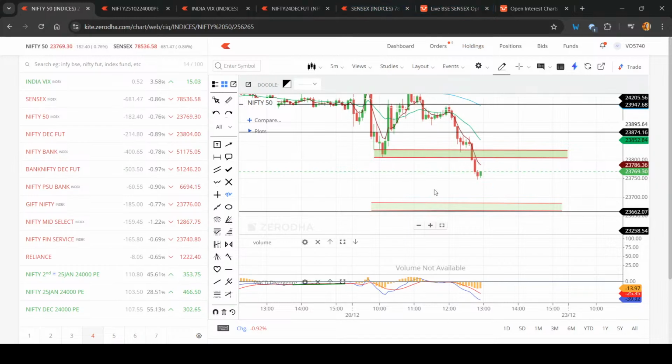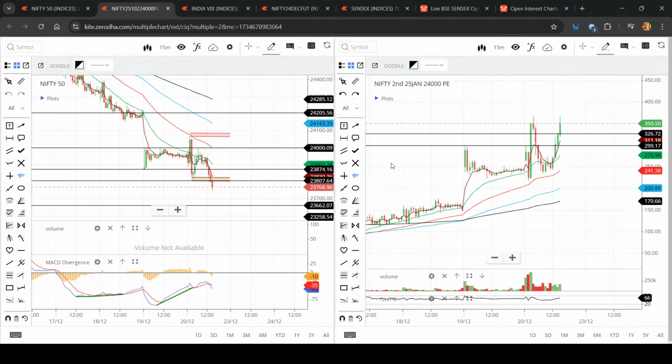Let's just observe. The only thing which should not happen is a full pullback, because it is Sensex expiry, the index is mad, right? It can technically do anything, so it should not do that, right?